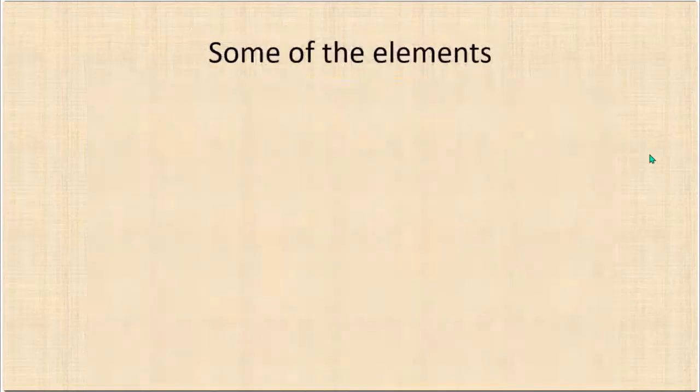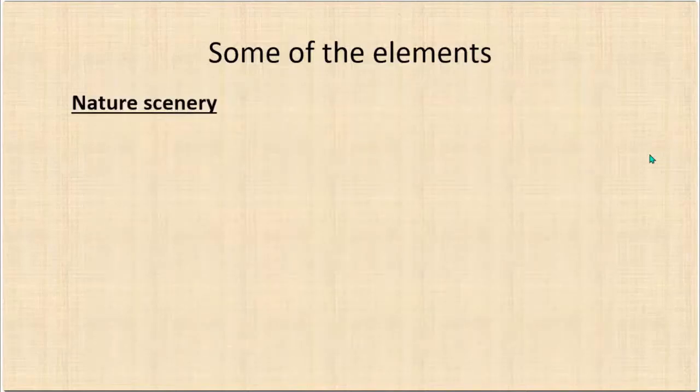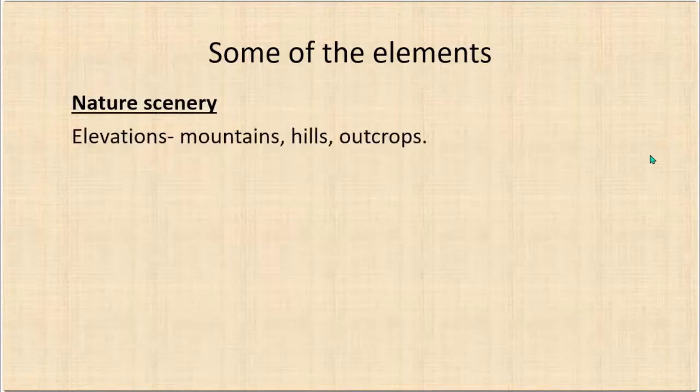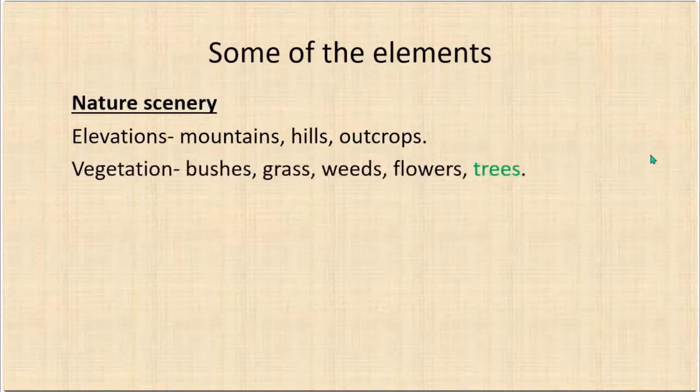So next we'll look at some of the elements that create scenery. First, there's nature scenery, which is elevation like mountains, hills, outcrops. Vegetation, bushes, grass, weeds, flowers, trees. And the reason trees is in green here is because trees are going to have its own pillar, because there's so many techniques of doing trees that just having to go through them all is a clinic in itself.